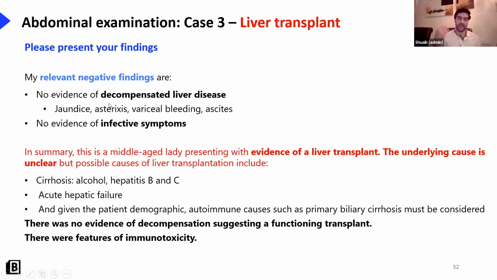So for pretty much every abdominal examination, you can always say there's no evidence of decompensated liver disease, or you can say there's no evidence of acute liver disease, and there's no evidence of infective symptoms, because otherwise the patients will be too unwell for your OSCEs. So you can just learn this and pretty much stick it at the end of most of your abdominal examinations.